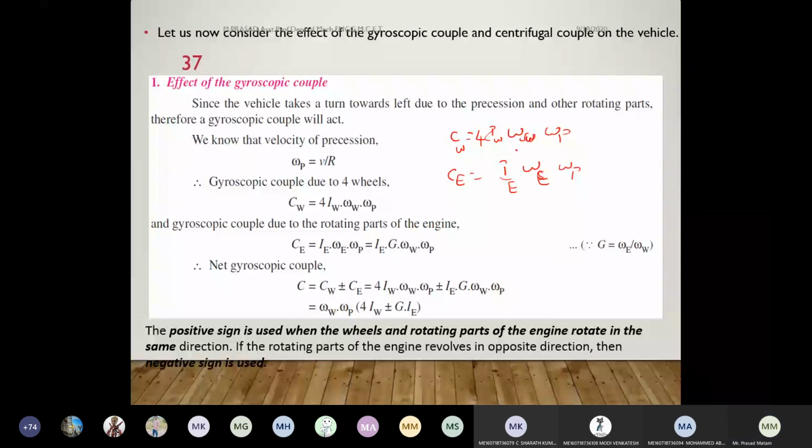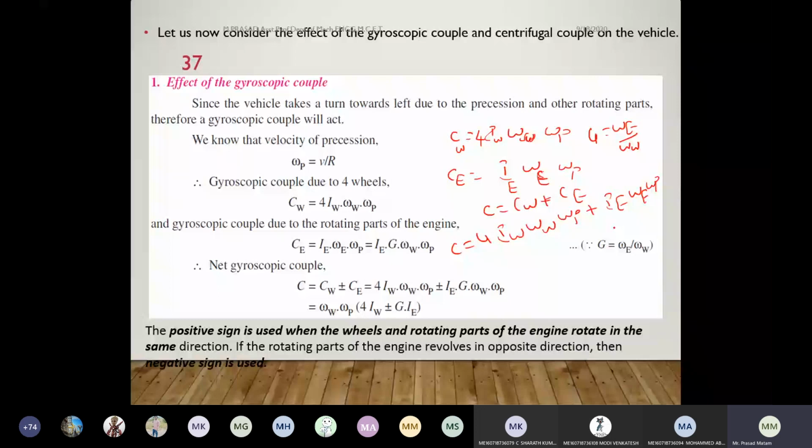Now, what is the total gyroscopic couple? A combination of these two. C is equal to the gyroscopic couple due to wheels and the gyroscopic couple due to engine. I can write C is equal to 4 IW omega W omega P plus IE omega E and omega P. So what is omega E? You can write the gear ratio G is equal to omega E by omega W. You can substitute as earlier.